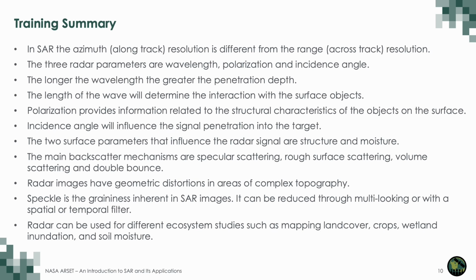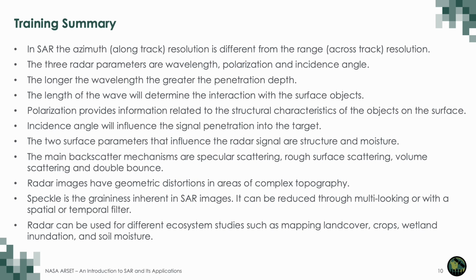So in summary, you learned that the azimuth or the along track resolution is different from the across track resolution, that radar has three main parameters that are important: wavelength, polarization, and incidence angle. And the longer the wavelength, the greater the penetration depth. The length of the wave will determine the interaction with the objects in the surface. So the wave will interact with objects that are approximately the same size as the length of the wave. Polarization provides information related to the structural characteristics of the objects on the surface.